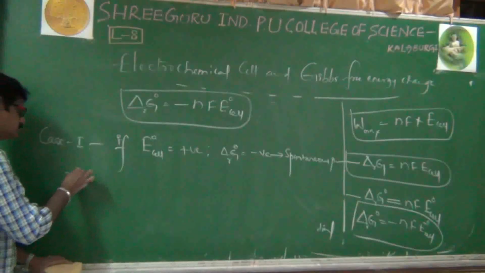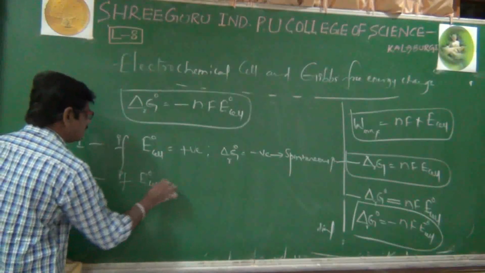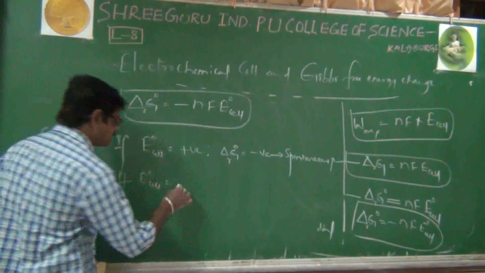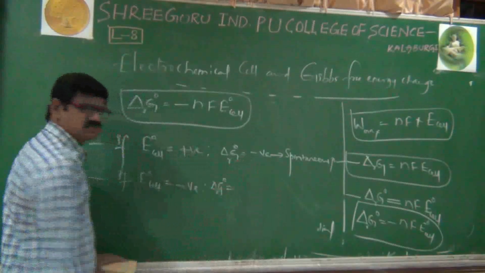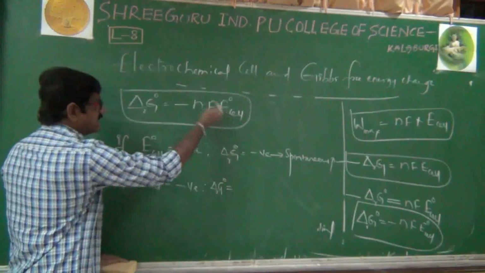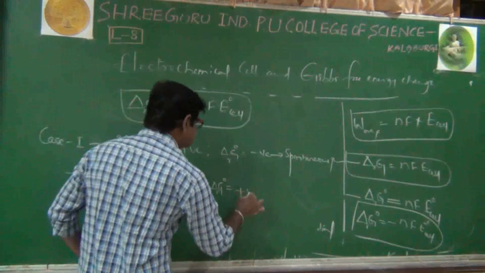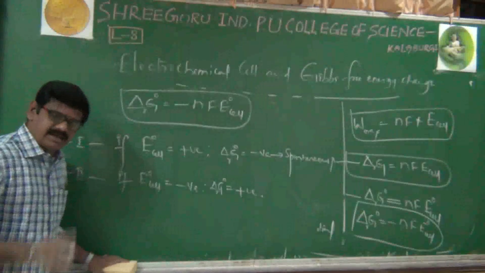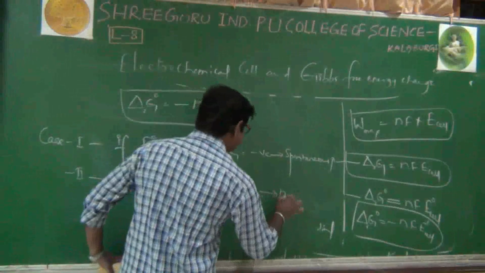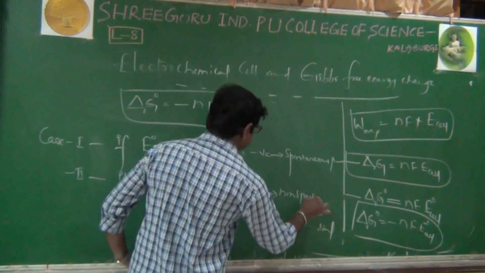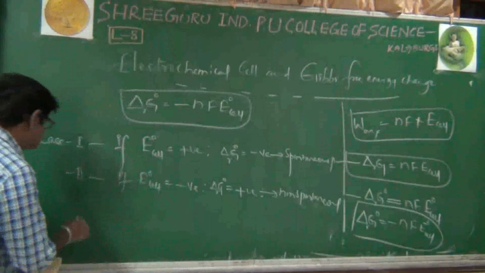Case 2: if E naught cell is negative, then delta G naught, if you substitute negative into negative, it becomes positive. Therefore delta G naught becomes positive. Once delta G naught is positive, remember it is a non-spontaneous process.